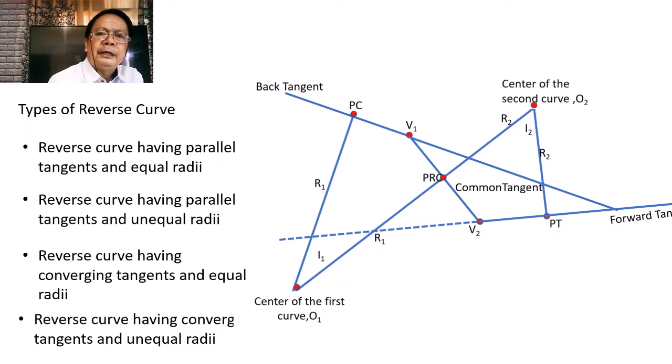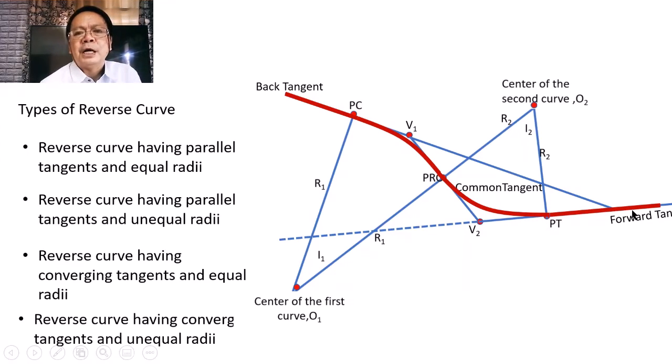Kaya 'yung ating reverse curvature will run in this direction from the back tangent towards the PC, then from PC towards the PRC, towards the PT, and then from the PT patungo doon sa ating forward tangent. So, in this case, ang ating R sub 1 is not anymore equal to R sub 2. And also, our I sub 1 is also not equal to our I sub 2.